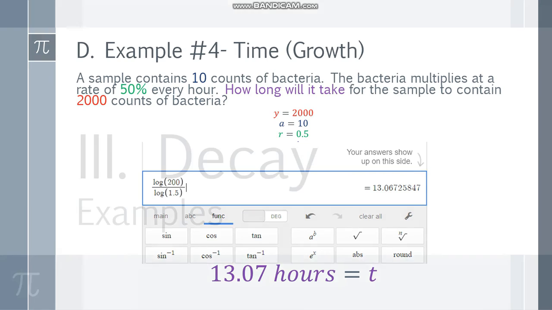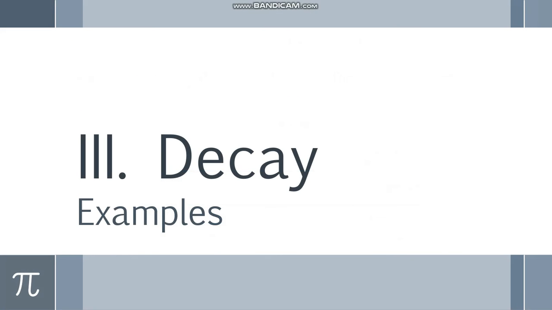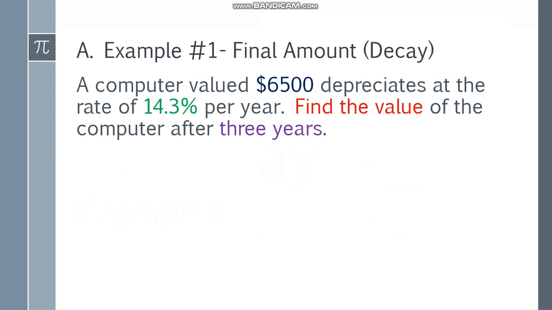Alright, so let's move on to the next one, decay. For decay, we're going to use the minus sign here, not the plus sign. So let's have the first example. What if we are asked to find the final amount? So let's read the problem. A computer valued $6,500 depreciates at the rate of 14.3% per year. Find the value of the computer after 3 years.